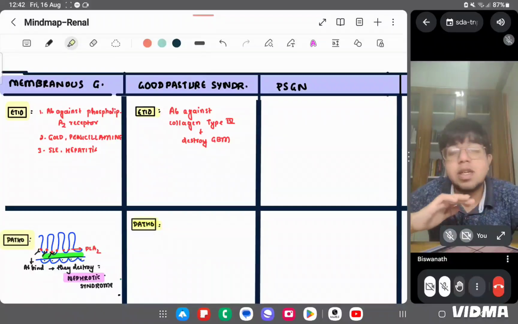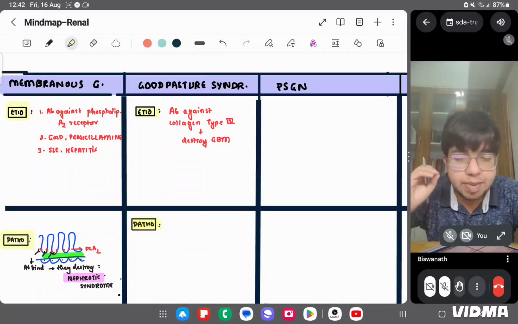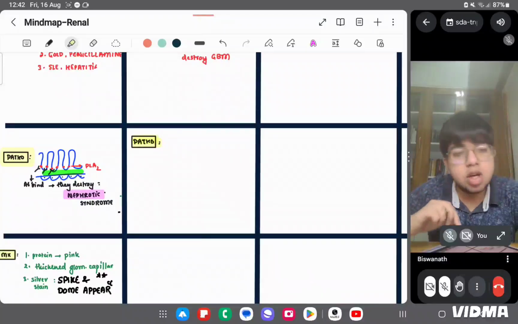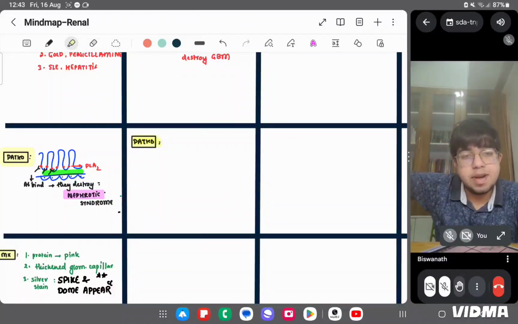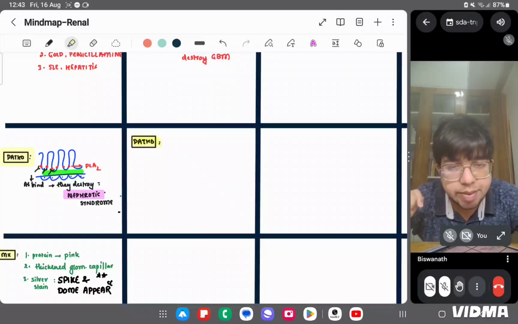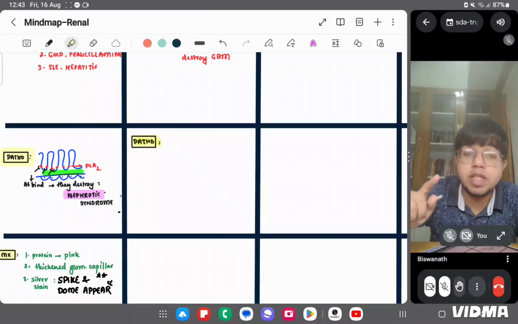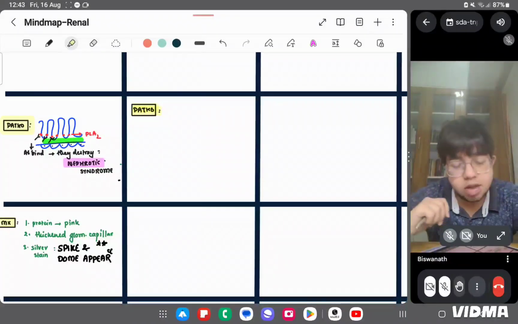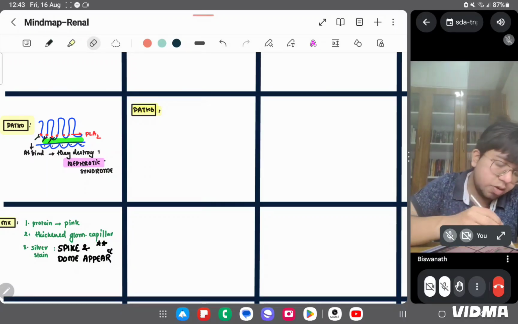Here, Goodpasture syndrome etiology is antibody against collagen type 4, which will destroy the glomerular basement membrane. Talk about pathogenesis. The antibodies will bind to the glomerular basement membrane and destroy it, and there will be nephritic syndrome present over here. Which syndrome? Nephritic syndrome. Here, what syndrome was there? Nephrotic syndrome, right? So here there will be nephritic syndrome.